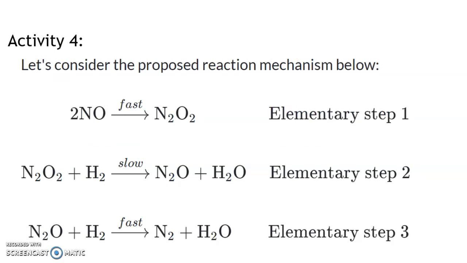Take a moment to jot down these different elementary steps because these are going to be used and manipulated in order for us to come up with an overall equation for this reaction as well as what's actually going on with its kinetics. So pause here for a second so that you can jot down these equations. You also want to include the words fast and slow as they're labeled.